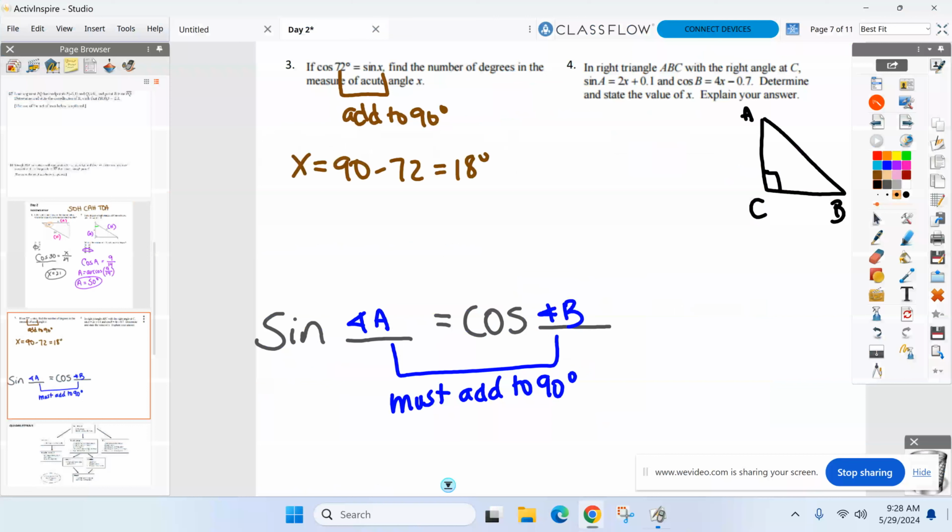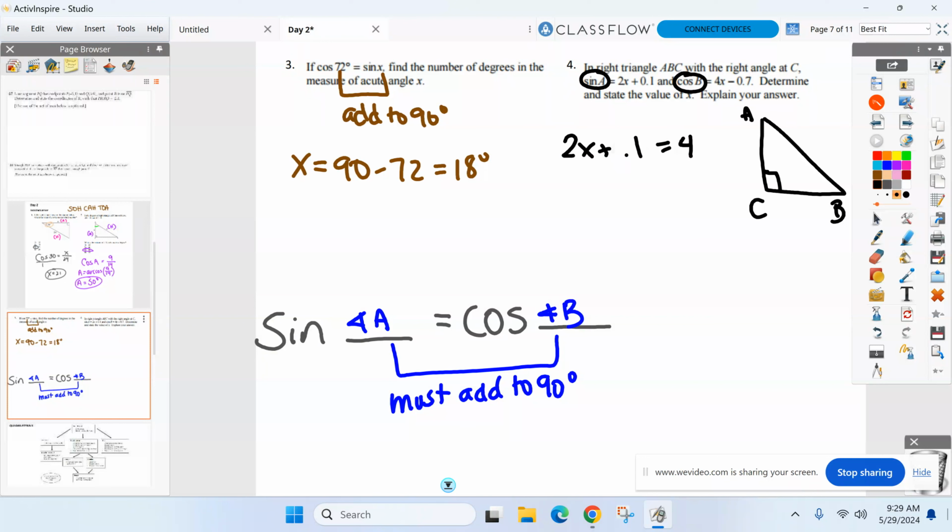Everyone agrees? So if they add to 90, what do I know about the ratios? The ratios don't add to 90. The ratios are what? Equal. So everyone looking, I'm giving you the sine ratio and the cosine ratio here. And Emily already told us A and B add to 90. That means those ratios are, what am I going to do with these 2 ratios? Set them equal or add them to 90? The angles add to 90. The ratios are what? Equal. That's why I'm going to set them equal.